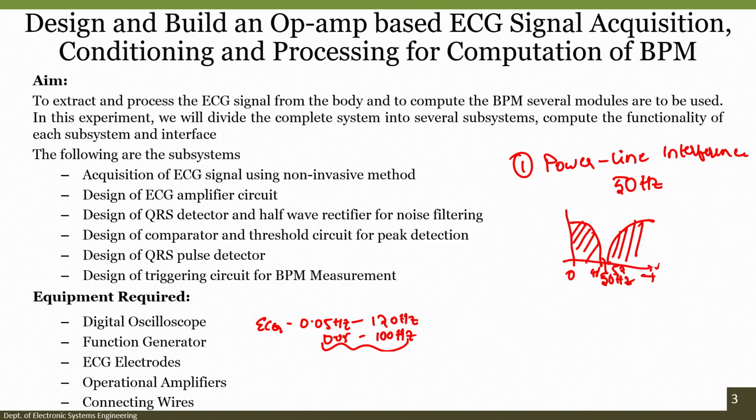And since we also have a low pass filter, after 100 hertz no signal will be received. No signal in the sense that most of the signals greater than the cutoff frequency of our low pass filter will be attenuated. As a result, we cannot see the signal after 100 hertz. In such a way, one problem due to the power line interference can be eliminated.